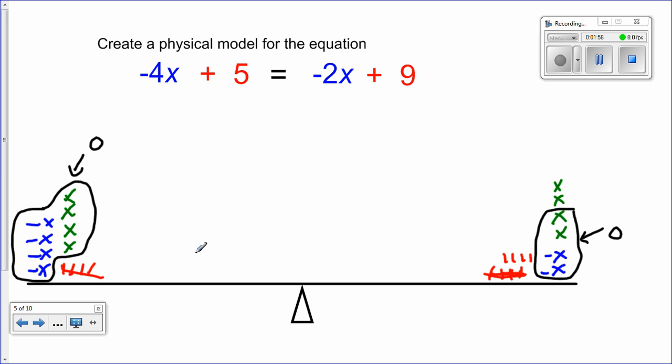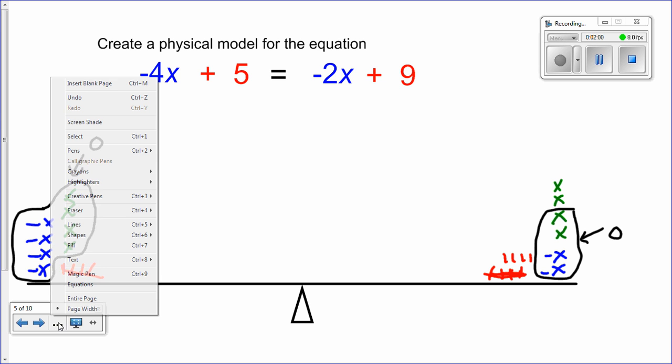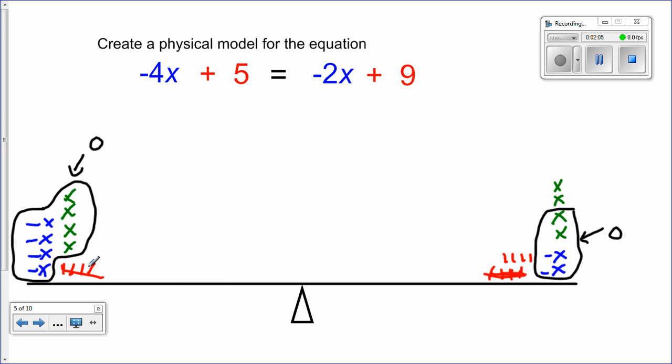So what remains is 5 equals 2x plus 9. And there I would take it from there using the x box.